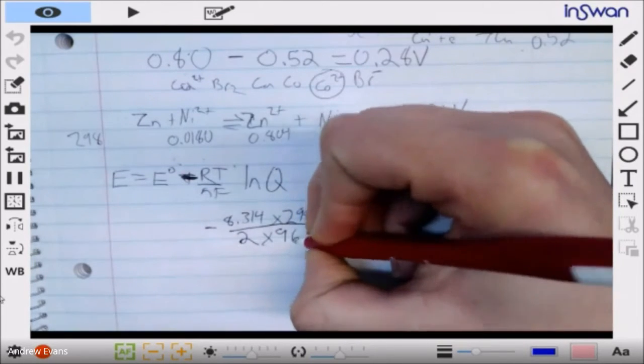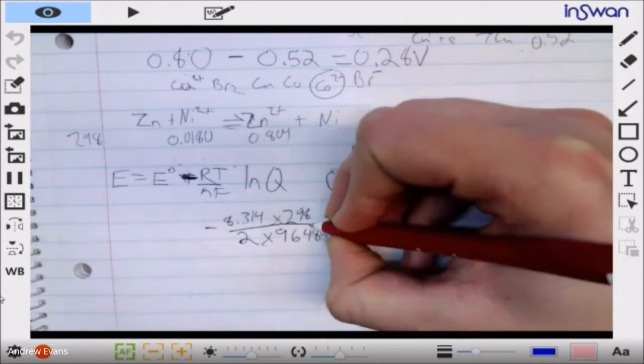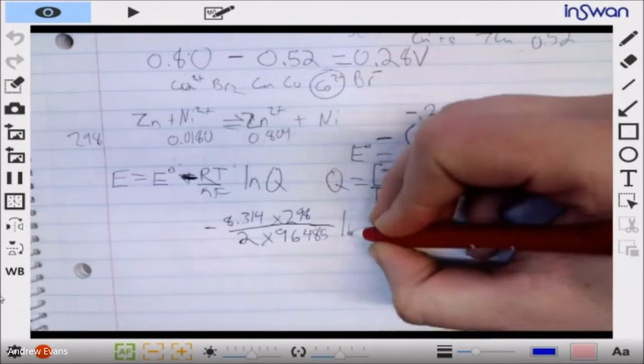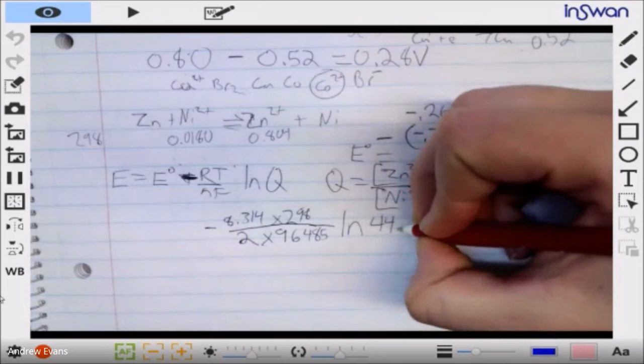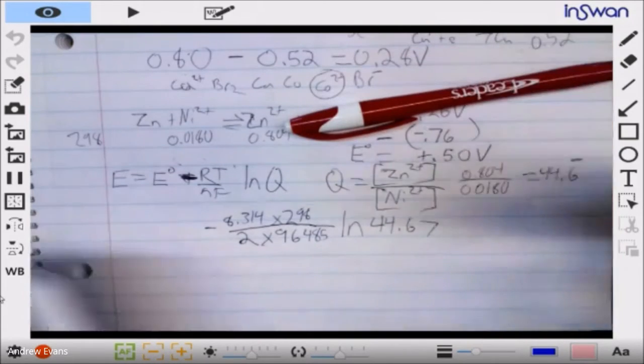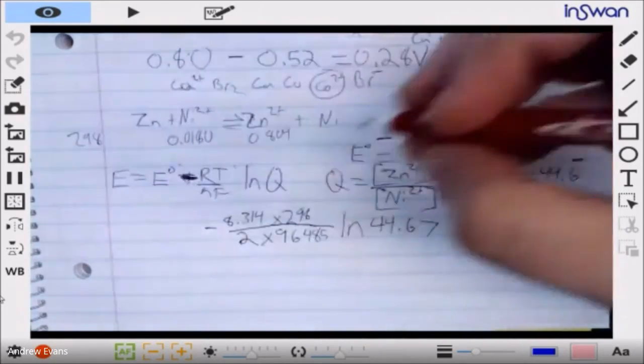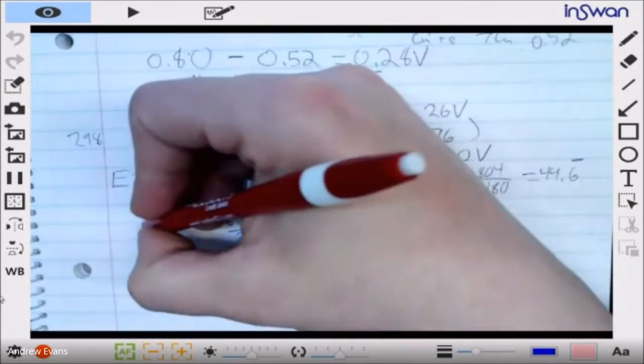And F, Faraday's constant, 96485. You will be given that number. ln 44.67. So we're going to subtract that from our E, which is 0.5.